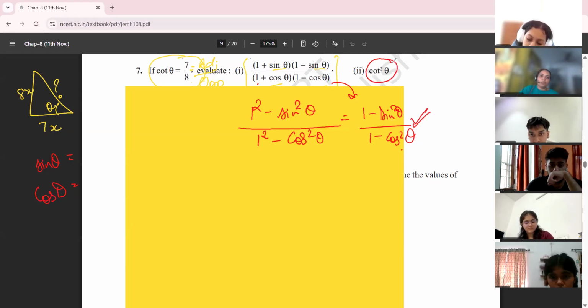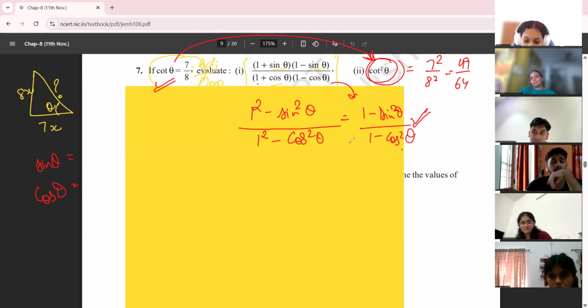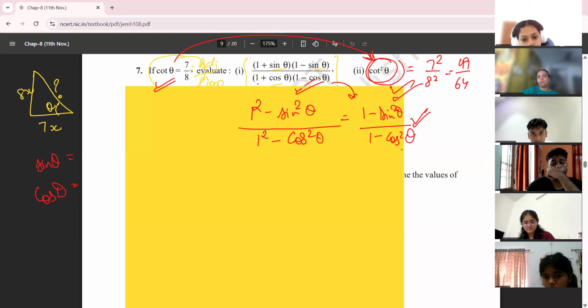To find out the value of cot square, you have got the value of cot. Directly square this value. You will get the answer. Simple, no? If cot theta is 7 by 8, cot square theta will be 7 square by 8 square, which is 49/64. Understood or not? You will find out an amazing fact when you solve both, but that I am not going to tell you. Once you're done with both the parts, try analyzing if there's anything related you can see in both. So question number 7, you're doing it on your own.